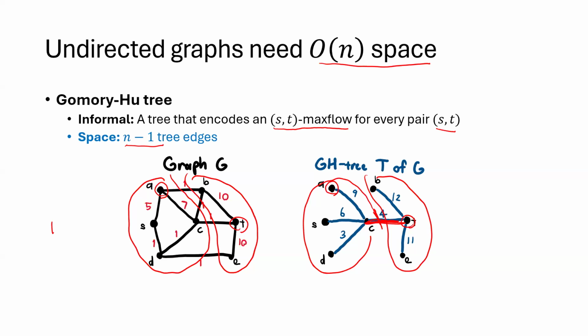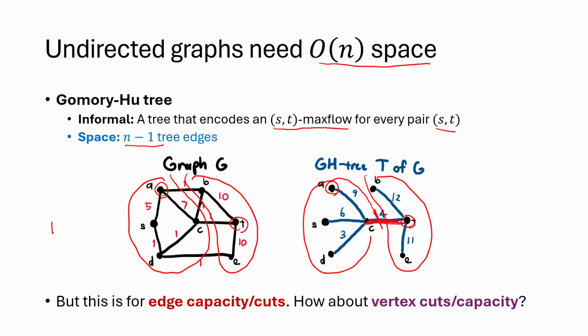Okay, this seems like we are done. But this structure is for edge capacity. It's for edge cuts. Like this is a cut of size 4, and this is also a cut of size 4, where you count the total size of the edges. So we can ask another natural question, which is vertex cut. It's just as natural as edge cut.